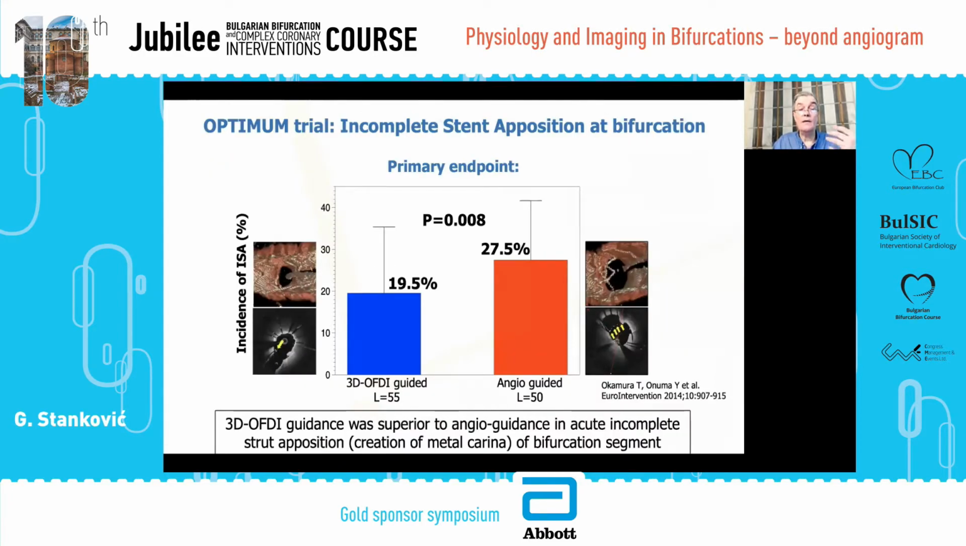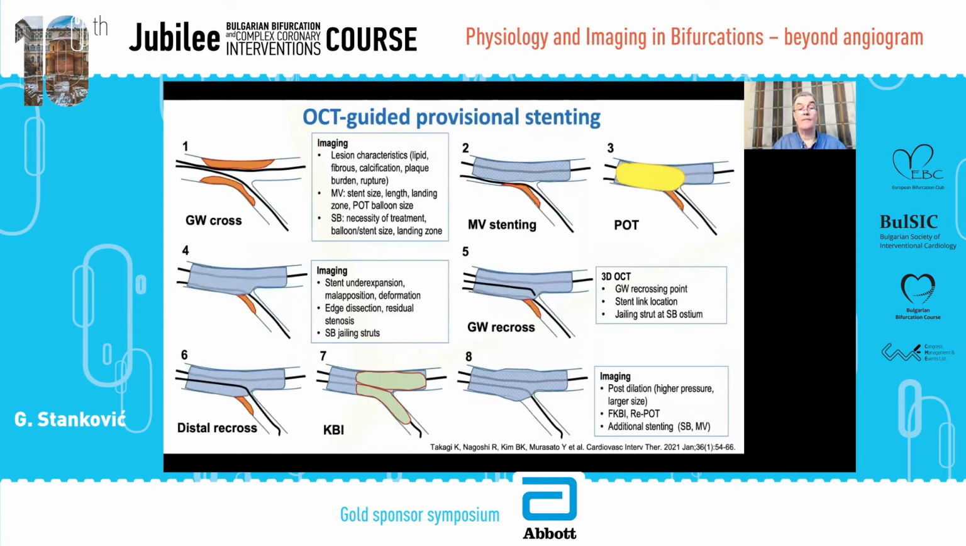And we learn in the OPTIMUM trial, which is a randomized comparison and assessment of incomplete stent apposition at bifurcation site, if we do 3D OFDI guidance versus angio guidance, we see significant superiority of 3D imaging to guide optimal distal recrossing in bifurcation segment stent apposition.